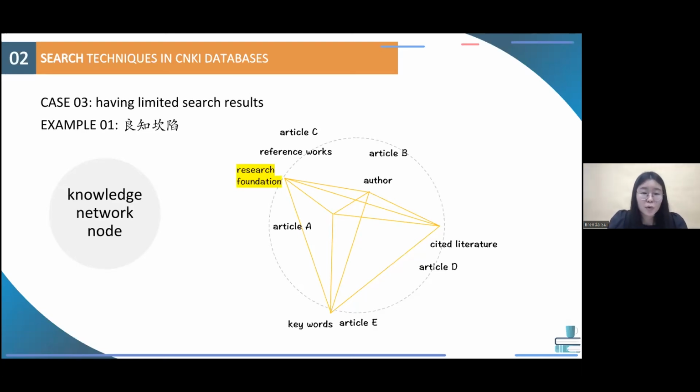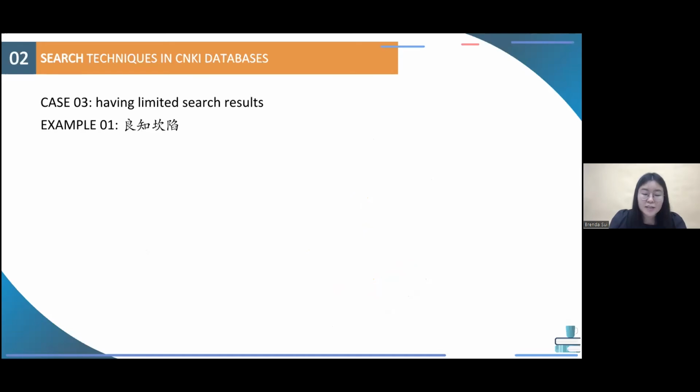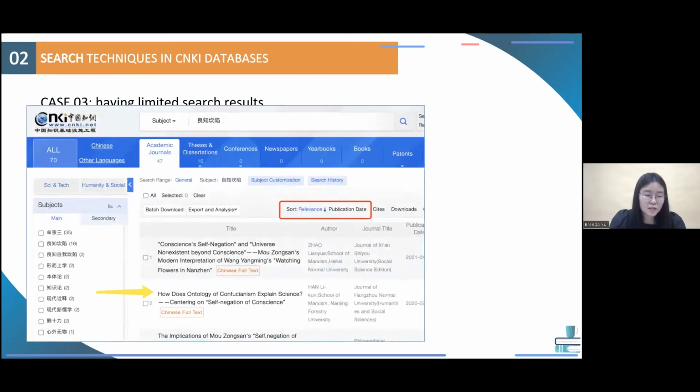And this is how we connect literature in Cnki databases. With these knowledge network nodes, we can tell how a research has evolved previously, its research foundation and its development. For instance, for article A, article C represents its research foundation, and article D is how the research was further developed by other studies. Now let's come back to 两支砍线 and see if we can discover more research papers via knowledge network node. We can pick one study and come to the knowledge network node.